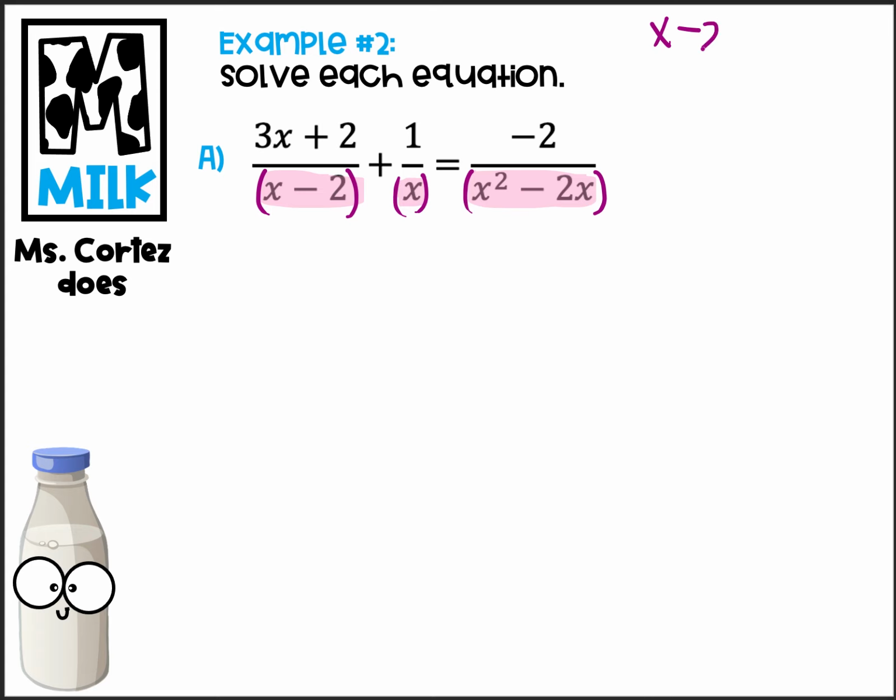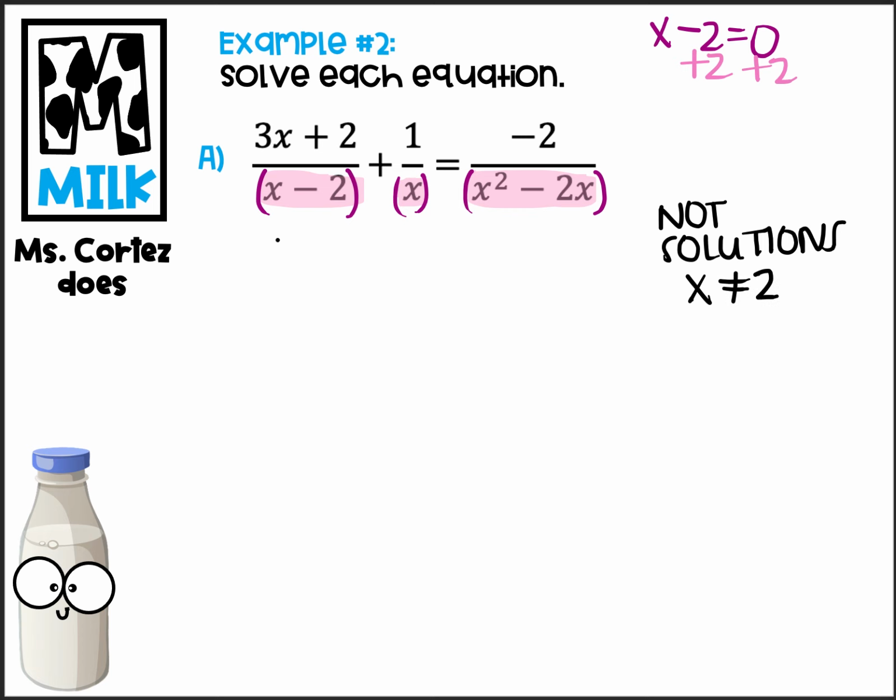x - 2 = 0. That'll give me, after I add 2 on both sides, x = 2, a not-solution. x cannot be 2, because if I put a 2 here, it will give me a 0. My second denominator will be x, and I just set it equal to 0. So 0 is another not-solution.